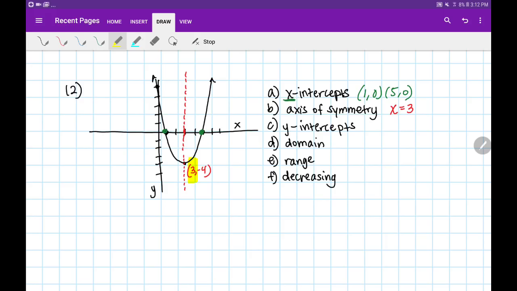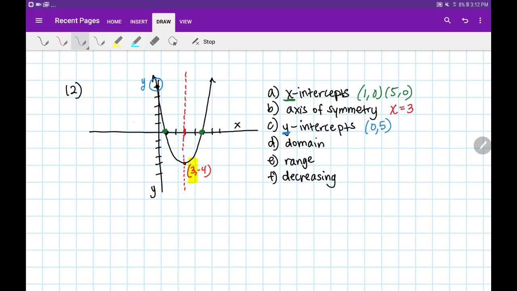All right, let's find our y-intercepts. Your y-intercept is where you hit the y-axis, which is up and down. So it's this point right here. Our x value is 0, but our y value is 1, 2, 3, 4, 5.